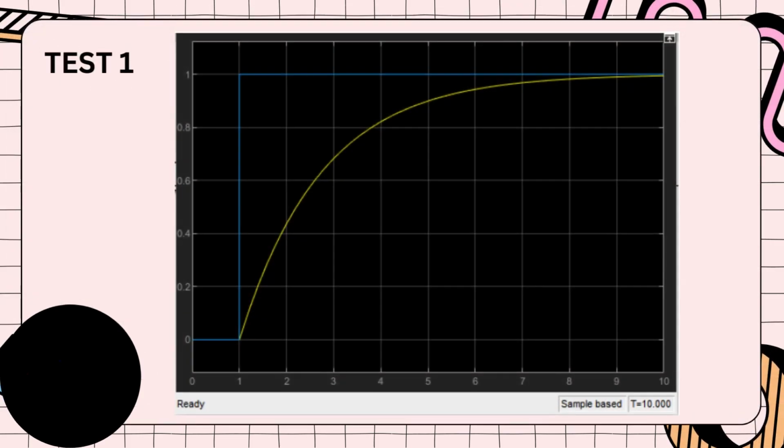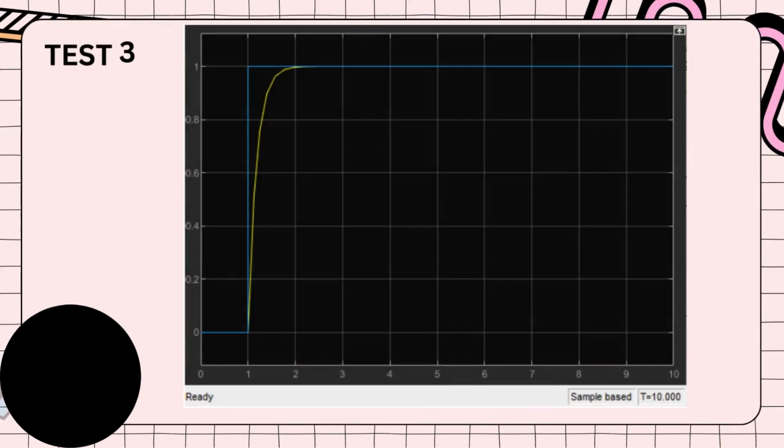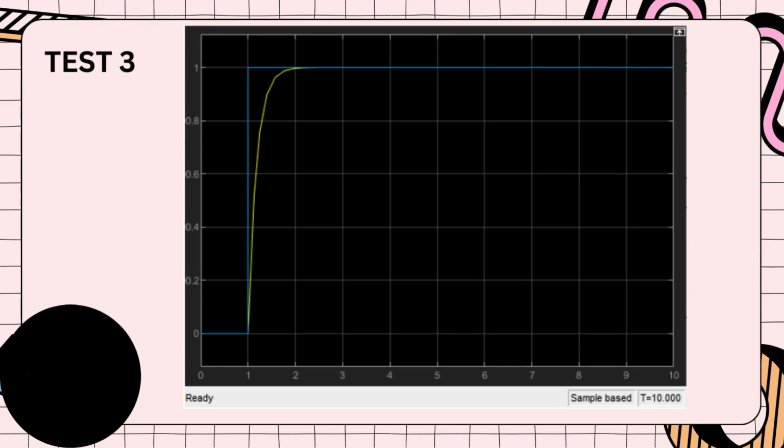This is test 1 where P equals 1. It takes a long time to achieve a stable system. This is the graph for test 2 where P equals 5. The time taken to reach a stable system is shorter compared to test 1. This is the graph for test 3 where P equals 10. The time taken to reach a stable system is shorter compared to test 1 and test 2. From all the tests, we can see that when the value of P equals 10, the time required by the system to reach a stable state is getting shorter.